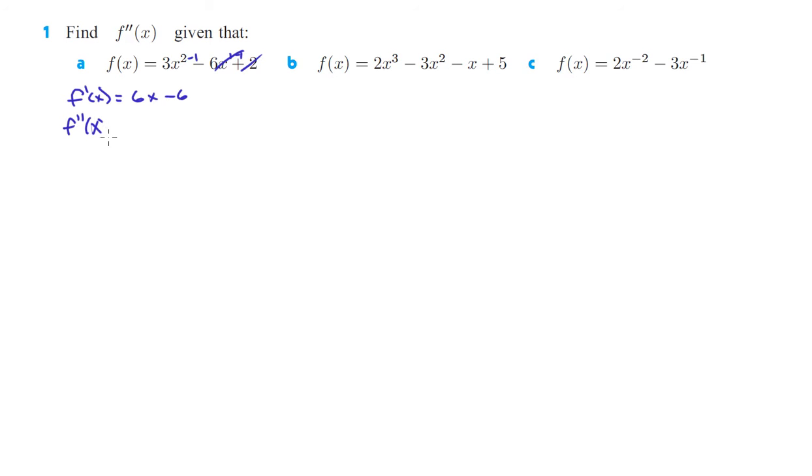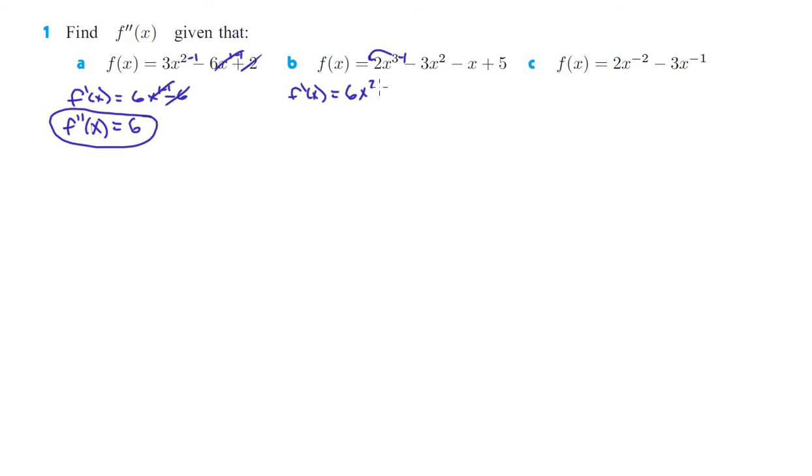F double prime of x is going to be the derivative of this function. 1 times 6 is 6. Subtract the 1 and the x's are gone. Derivative of the constant is also 0. So there's our second derivative of this function. So just do the derivative and then take the derivative of the derivative. All right. This one here, f prime of x, is going to be 2 times 3 is 6.